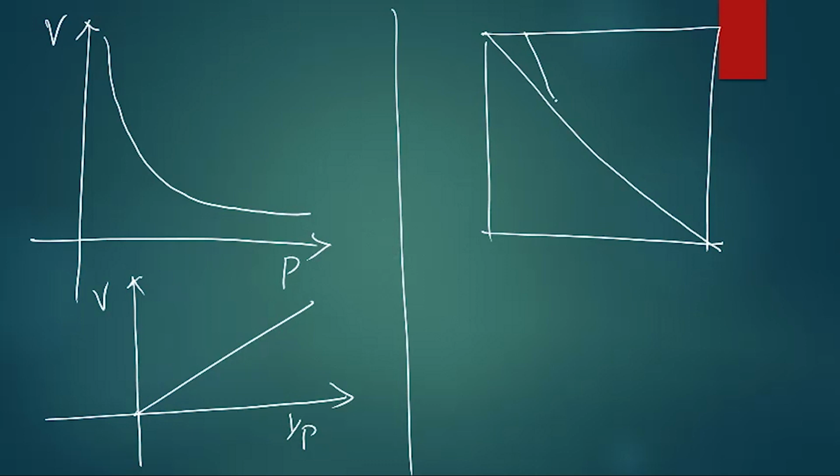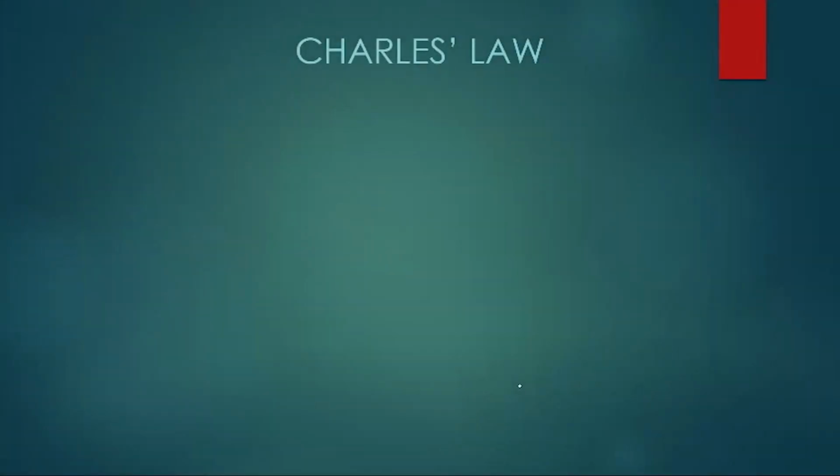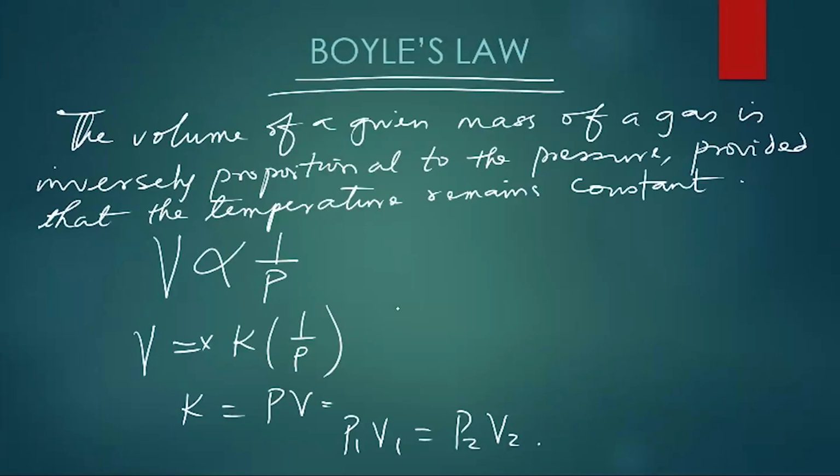We have the volume 1, the volume 2, and we have the pressure 1 and the pressure 2. So from this diagram, you can see that as the volume is increasing, the pressure is decreasing by the same amount and vice versa. And that is why it states that the volume of a given mass of a gas is inversely proportional to the pressure. Now, one thing I want you to understand as far as this branch of physics is concerned is this formula for Boyle's law, that is P1 V1 equals P2 V2.